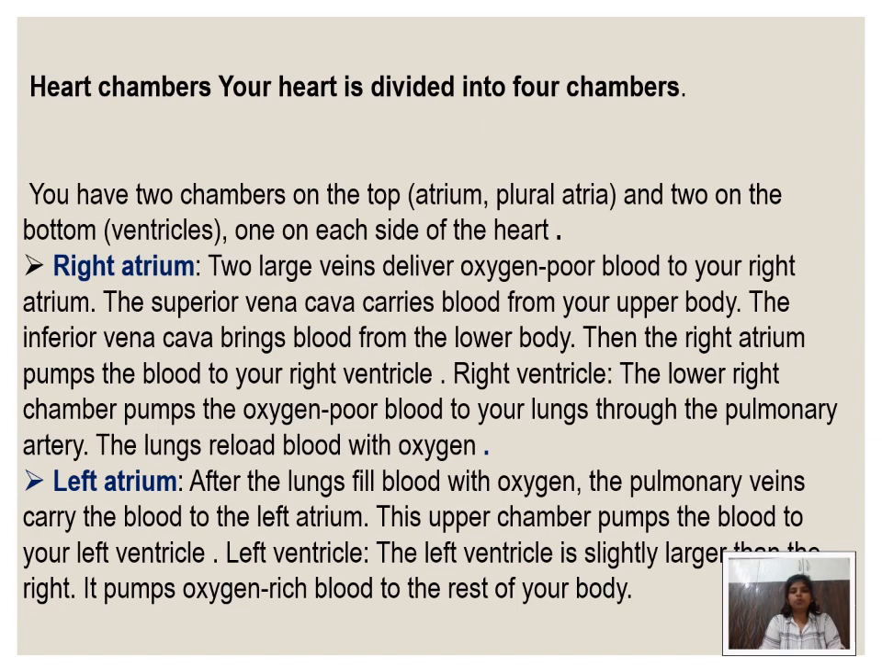We have two chambers on the top and two on the bottom, one on each side of the heart. The top ones are the atria and the bottom ones are the ventricles. Let's see about the right atrium and left atrium. Right atrium. Two large veins deliver oxygen-poor blood to our right atrium. The superior vena cava carries blood from our upper body. The inferior vena cava brings blood from the lower body. Then the right atrium pumps the blood to our right ventricle.